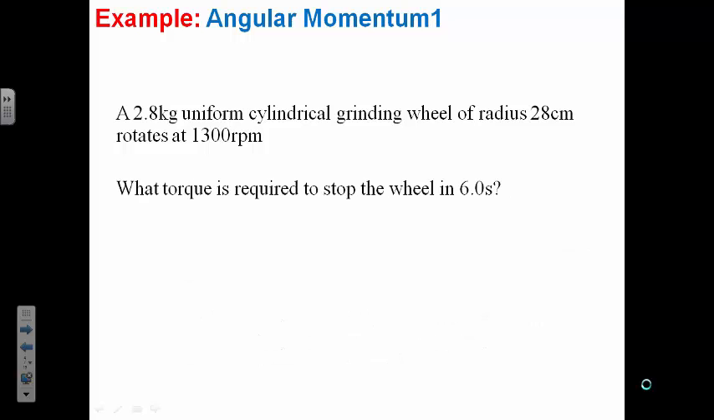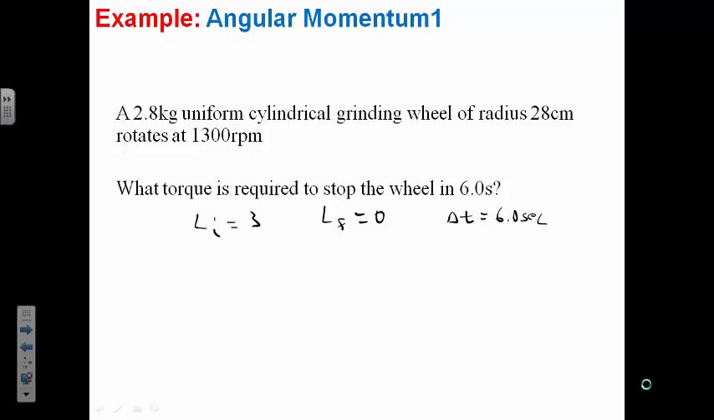So the next part is we want to know the torque required to stop this wheel in 6 seconds. So we know initially our wheel has an angular momentum of 3. So when we want to stop the wheel, that means L final will have to be 0. And we know that our delta t is going to be 6 seconds.